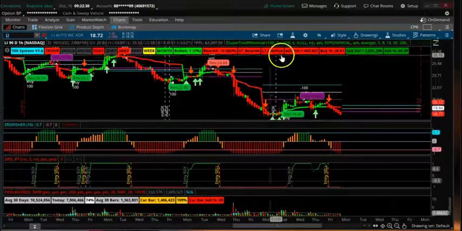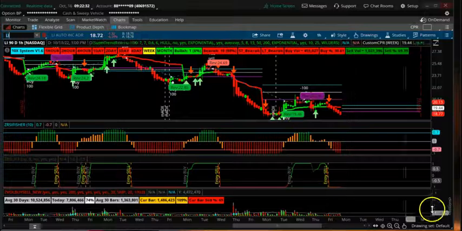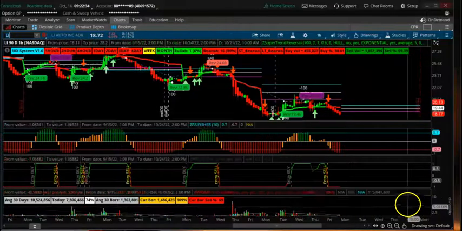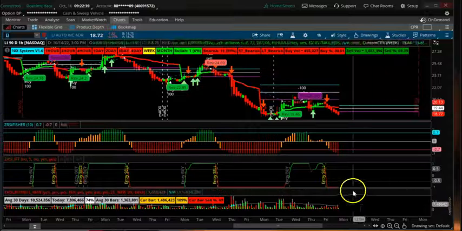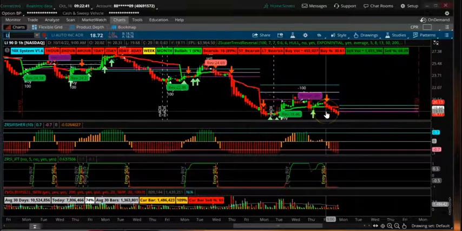Same scenario, all time frames negative. You can see sell volume high. Okay. Sell signal here. Okay.